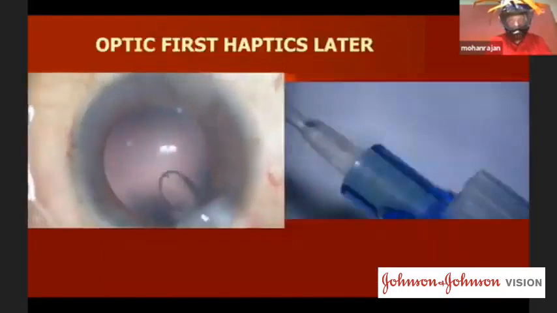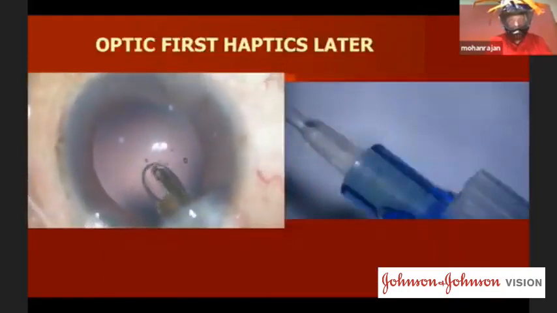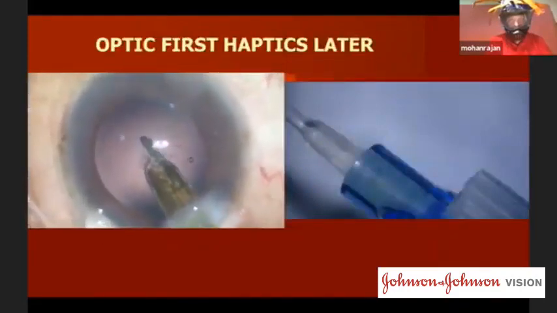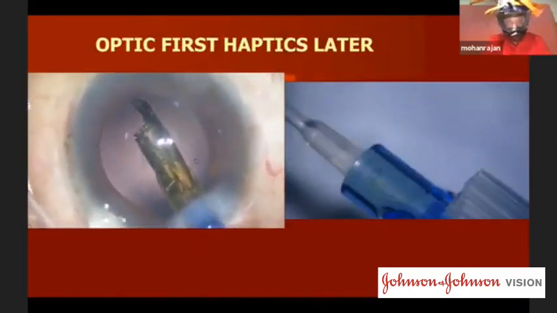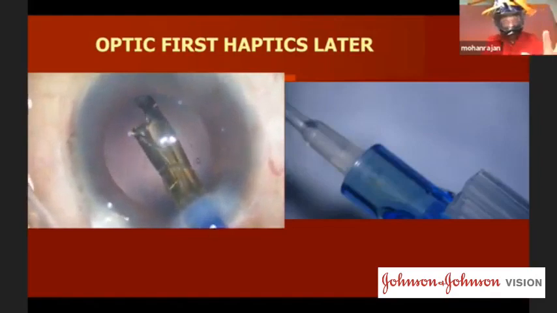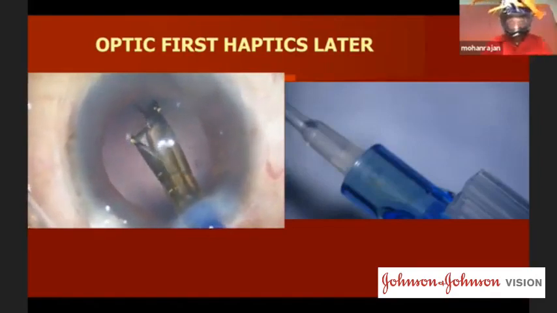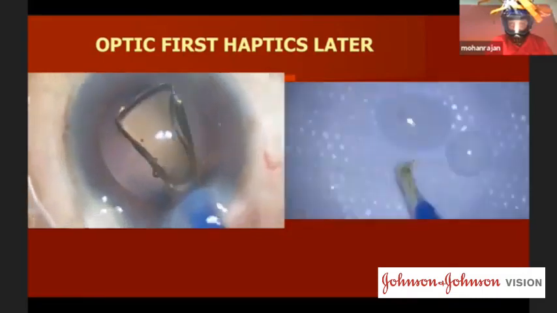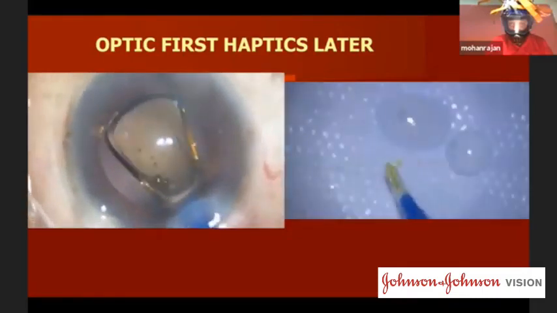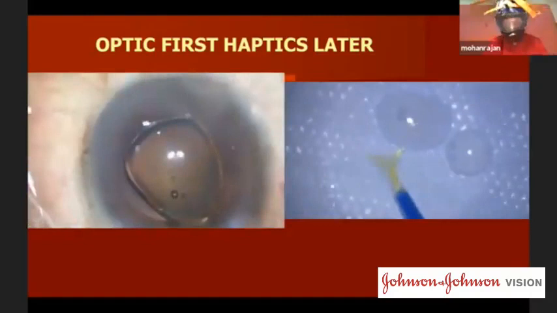Then there's another patient, again a preloaded lens, a Zeiss Lucia lens, and the first in the world they say to have a heparin surface modified optic. You can see that the optic is coming first, and then what happened to the haptic? The haptics are coming later, and this is again a preloaded lens, because with preloaded lenses you do not know what's happening inside, as I told you earlier.